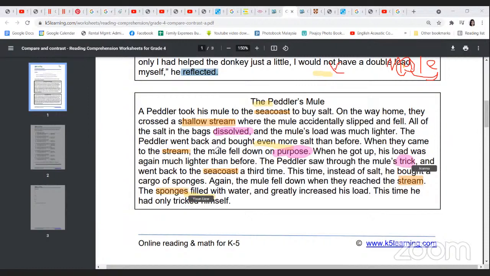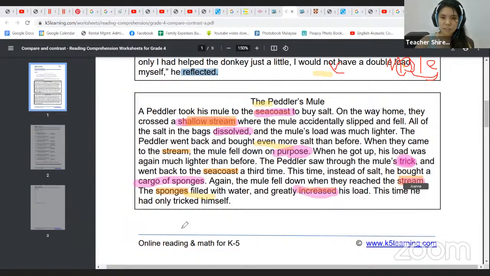The peddler saw through the mule's trick and went back to the sea coast the third time. This time, instead of salt, he brought a cargo of sponge. Again, the mule fell down when they reached the stream. This time, he had only tricked himself.